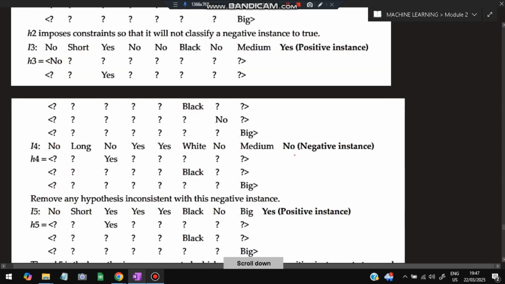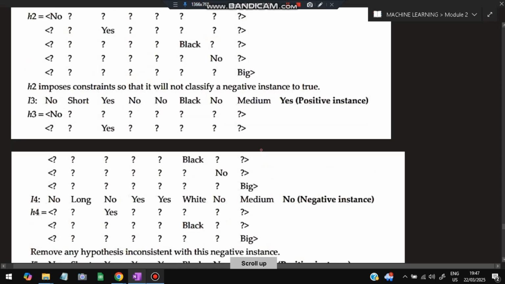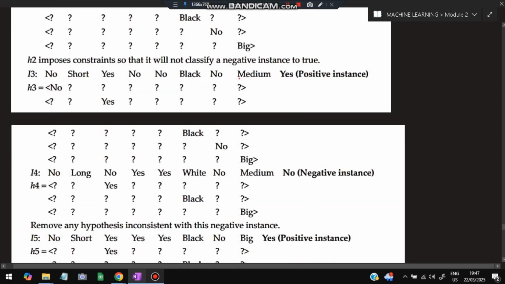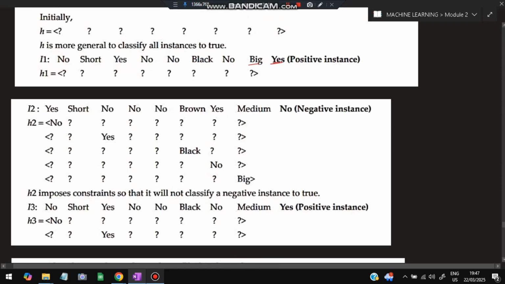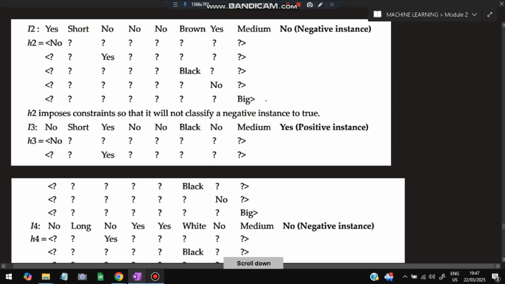Okay, next again negative instances here, and in negative instances we'll remove all those which are inconsistent. Remove any hypothesis which is inconsistent. Till here you got the point, right? If you are confused about this one, medium came here, but we have kept it as big because previously we had got big here, right? That was for yes. So even if medium comes, we need the specific value, so we'll not be changing it.